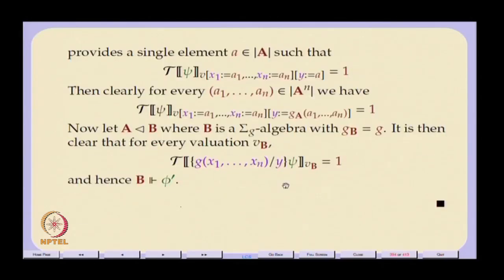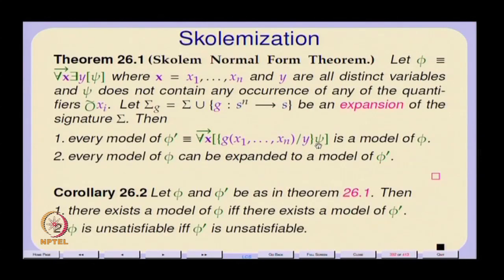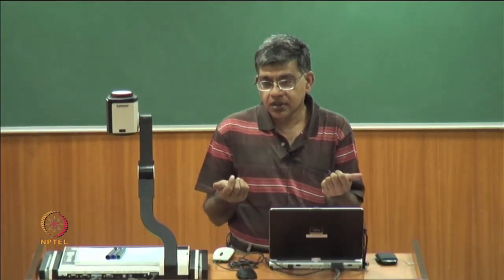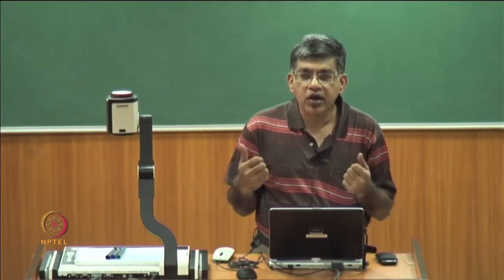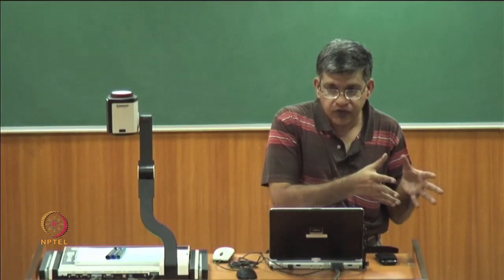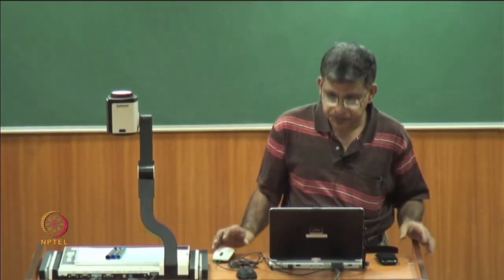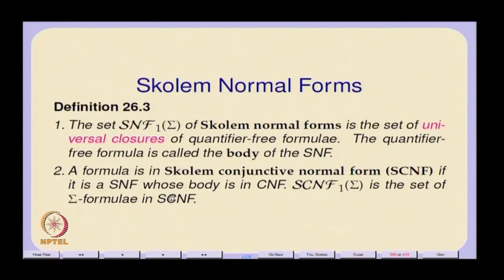Some books use the term equisatisfiable, right. That is essentially part 2 of this corollary, which says that phi is satisfiable if and only if phi prime is satisfiable, right. So here is an equivalence relation which is well finer than logical equivalence, right. If they were logically equivalent, they would satisfy exactly the same models. Whereas what we are saying now is that they are not logically equivalent, but the quest for models for one formula can be replaced by the quest for models for the other formula, right. So, that is what is known as a Skolem normal form.